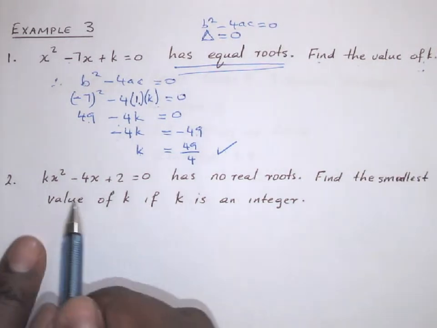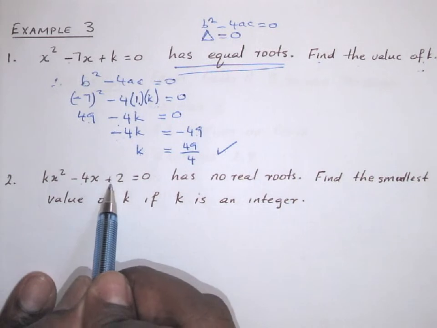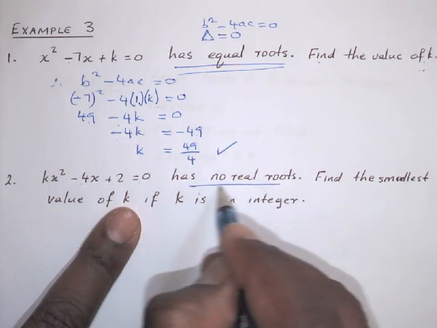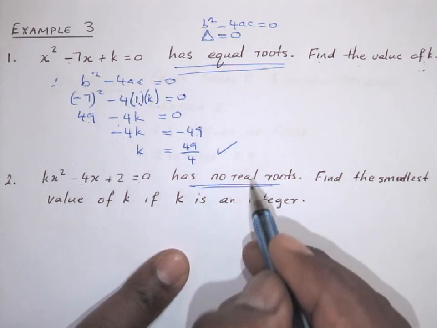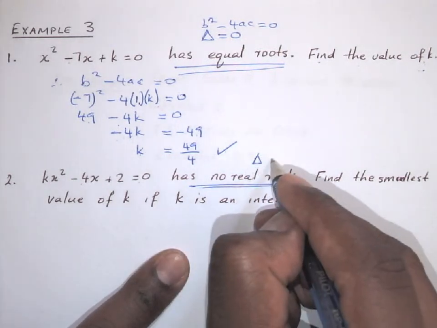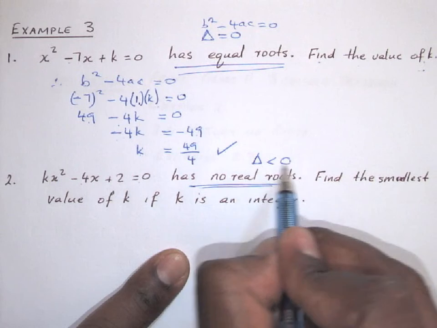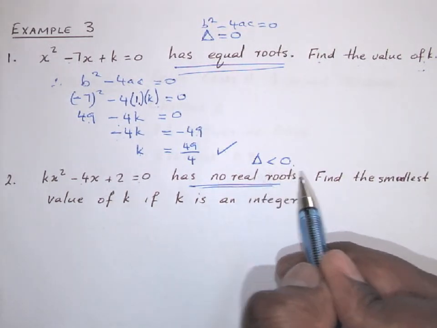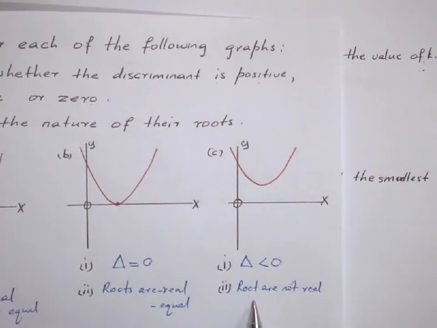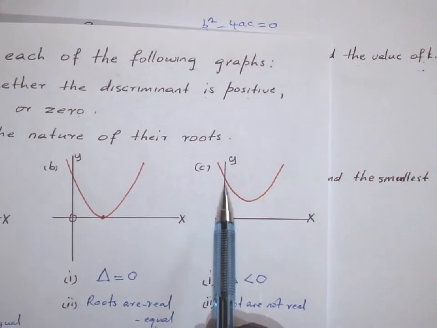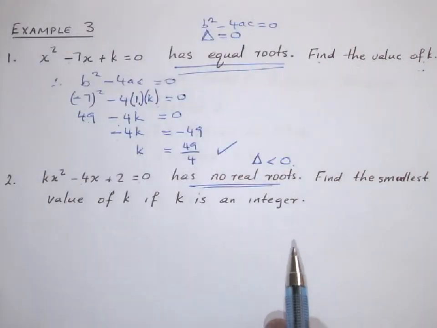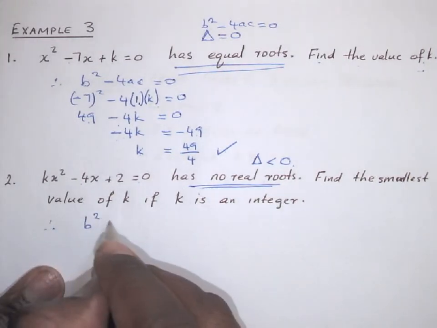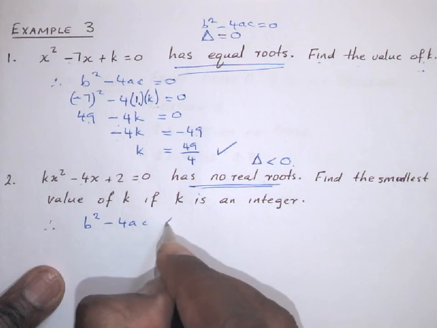This one, they say kx squared minus 4x plus 2 equals 0 has no real roots. There are no real roots. What are they telling us? They are telling us that the discriminant is less than 0, is negative. No real roots. Remember, there are no real roots here. The graph does not cut there. It means that the discriminant is less than 0. So therefore, we know in this case that b squared minus 4ac is less than 0.